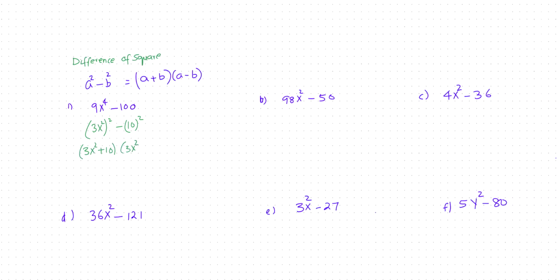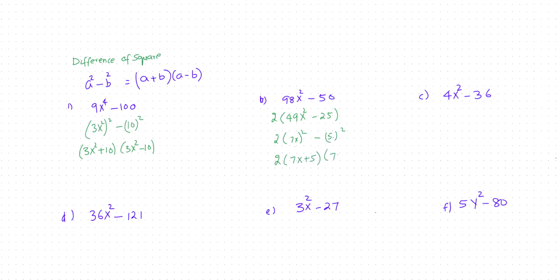Same way 98x² minus 50. So here we cannot make perfect squares, so they are divisible by 2. So we take out 2 common. So we get 49x² minus 25. Now this bracket we can write as difference of square formula. So 49x² we can write as (7x)² minus 25 is 5 square. Now factors are 2, 7x plus 5 and 7x minus 5.